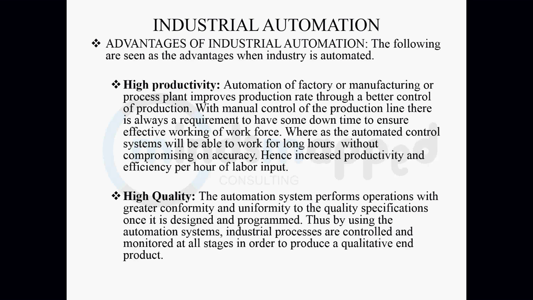Then there is the high quality. The automation system performs operations with greater conformity and uniformity to the quality specifications once it is designed and programmed, right? Thus, by using the automation system, industrial processes are controlled and monitored at all stages in order to produce a qualitative end product. So this again is the point that I was trying to reiterate, that it is going to produce exactly the same type of product, right?